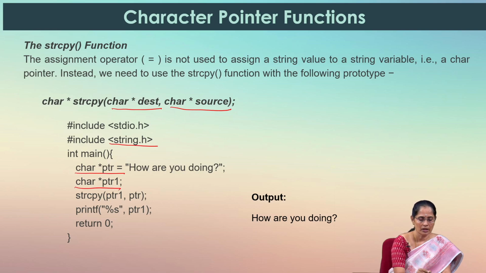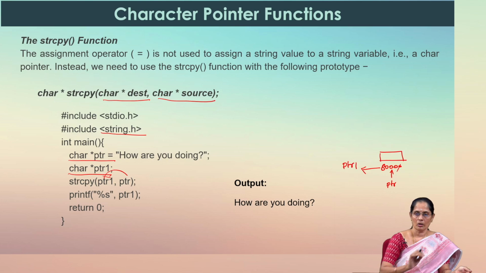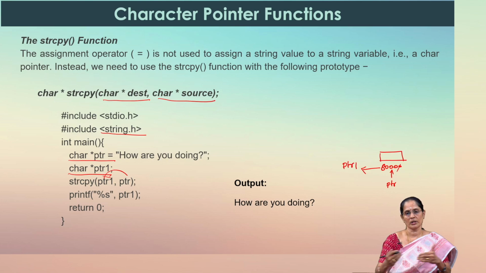So, simply what we can do, instead of copying one string to the other, we can just copy the pointer variable to the other. If ptr points to the location 8000, right, I am making the same address to be copied to ptr1. So, whatever be the content that is there in 8000 will also be accessible through ptr1. So, both ptr and ptr1 will be pointing to the same location. So, the string which is there in ptr is what is copied to ptr1.